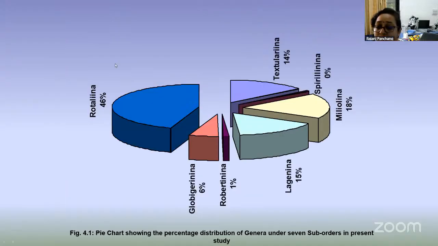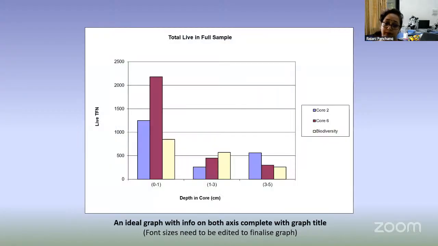Now, for this, so many genera. Let us say I found 235 genera. When I put it like that, 235 doesn't make sense. I'll say 14% textual area. This I can write in text. But when I put it in a graph, it is easy for people to visualize. So always remember, whatever you have depicted in graphs, there is no need to say again in text. It reduces your writing. An ideal graph comes with info on both axes. Font sizes need to be edited to finalize the graph. When you're done, see if it's visible. Fine.